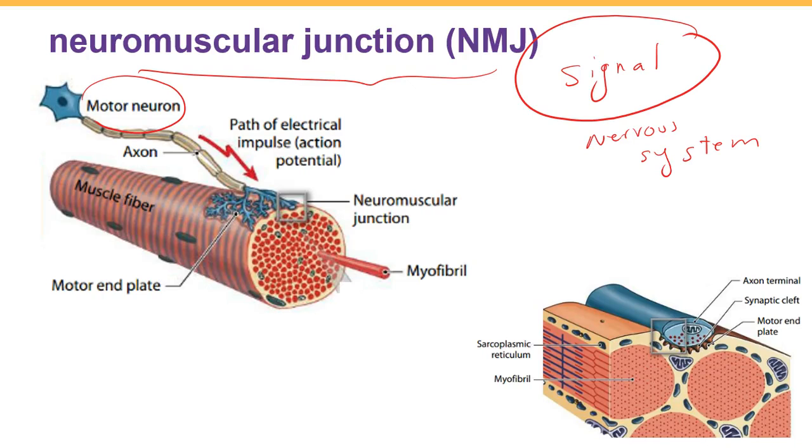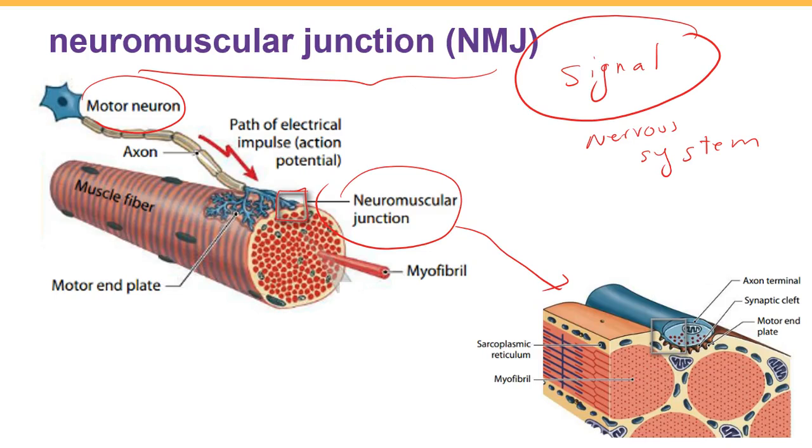The neuromuscular junction has three main parts. Here you can see the motor neuron reaching the muscle cell, and here we have the contact between the neuron and the muscle cell, which is called the neuromuscular junction. Let's zoom in on the neuromuscular junction and see what is found there.